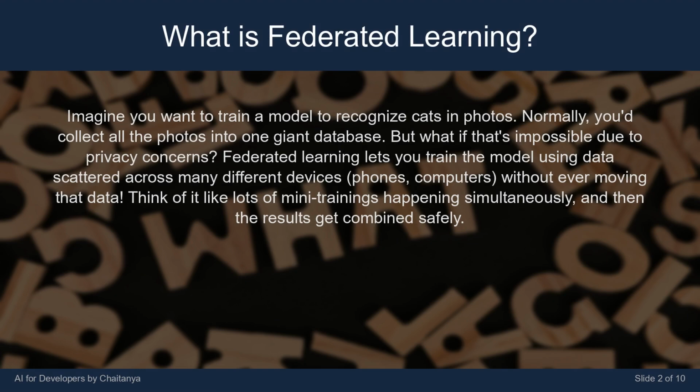Imagine you want to train a model to recognize cats in photos. Normally, you'd collect all the photos into one giant database. But what if that's impossible due to privacy concerns? Federated Learning lets you train the model using data scattered across many different devices, phones, computers, without ever moving that data. Think of it like lots of mini trainings happening simultaneously, and then the results get combined safely.